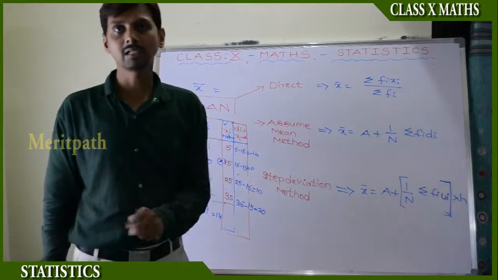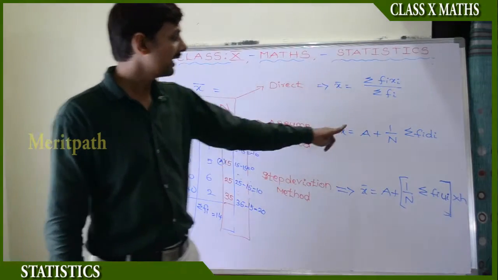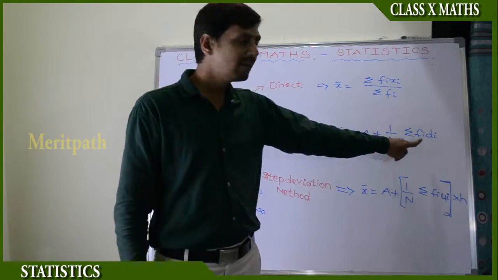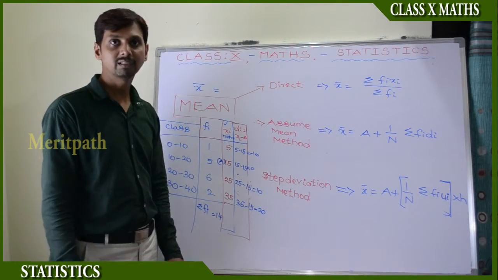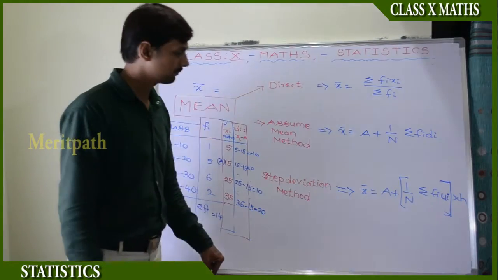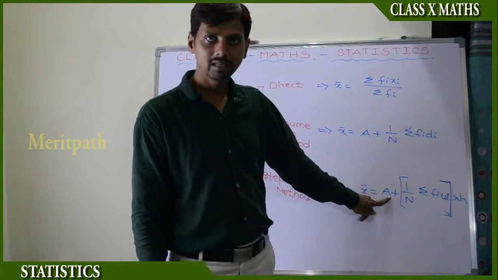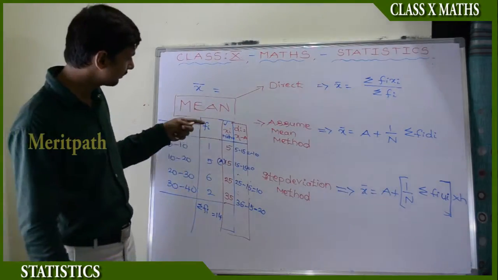Here, the assumed mean method is defined: x bar is equal to a plus 1 by n sigma fi di, where a is the assumed mean. Next one, the step deviation method. In the step deviation method, x bar is equal to a, where a is the same as what we have discussed here.